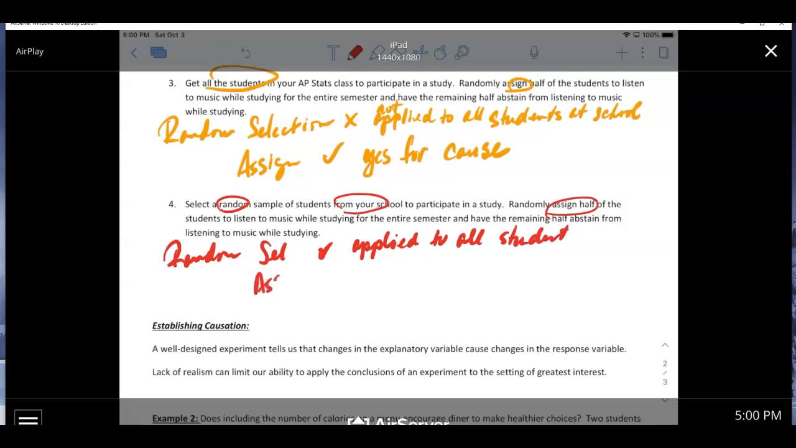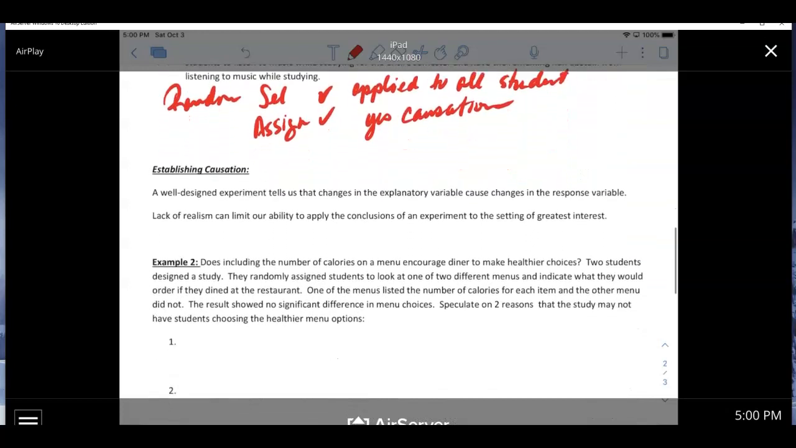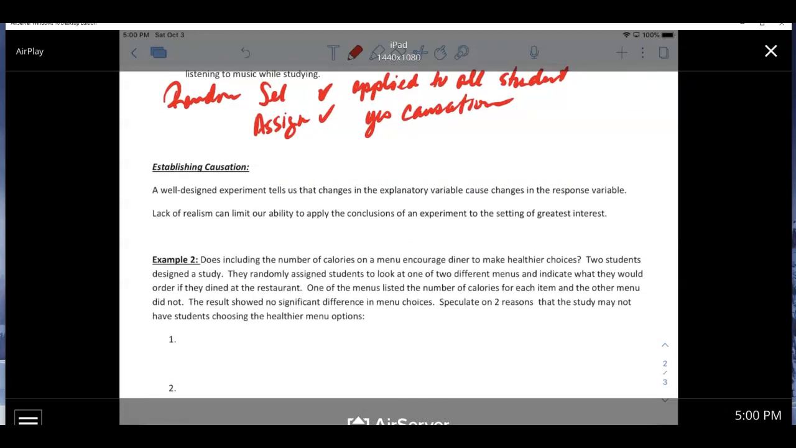And random assignment, we've got that, so we can prove cause and effect. All right, next part, establishing causation. A well-designed experiment tells us that the changes in the explanatory variable cause the changes in the response variable, so that EV leads to RV, okay? Lack of realism can limit our ability to apply conclusions.